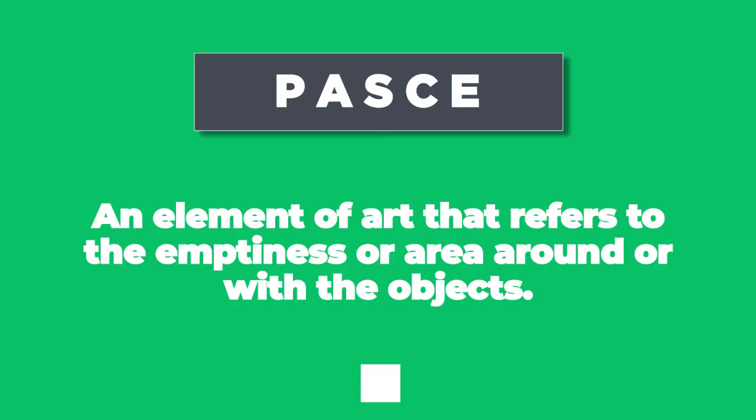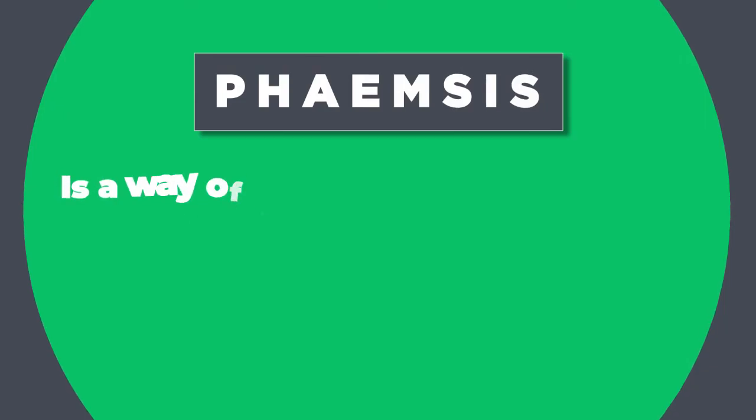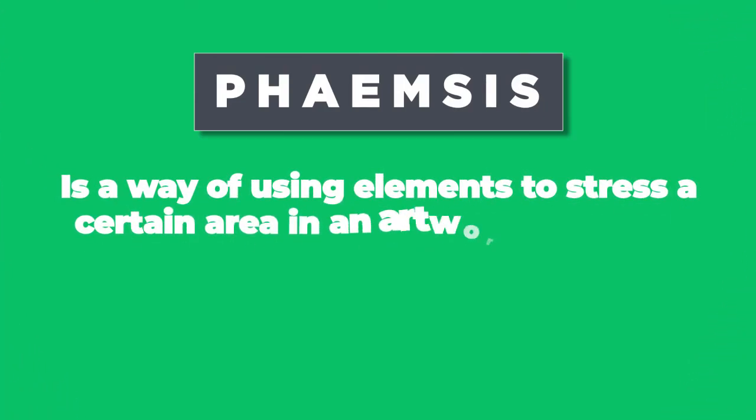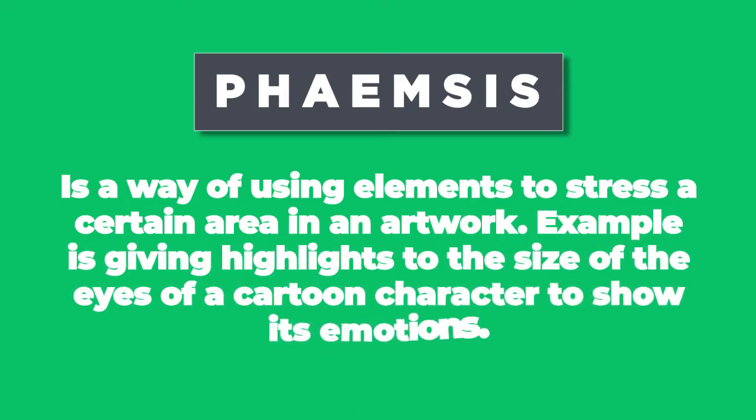What is your answer? Correct! Space is the answer. It's a way of using elements to stress a certain area in an artwork. Example is giving highlights to the size of the eyes of a cartoon character to show its emotions.